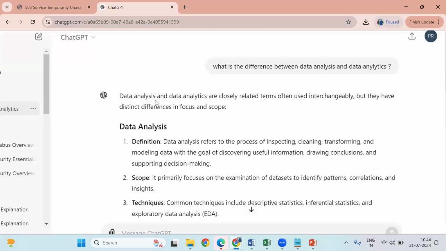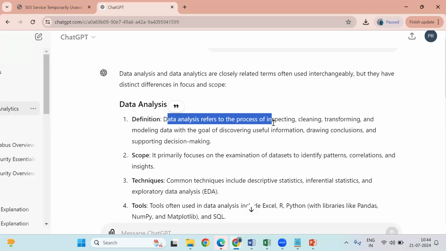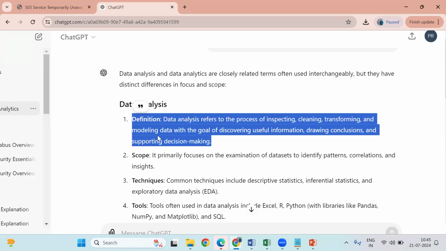So what is data analysis? Data analysis refers to the process of inspecting the data, cleaning the data, transforming the data from one format to another format, and modeling the data, with the goal of discovering useful information. Finally, we understand what we need to draw conclusions from the data, and supporting decision making. So this is generally data analysis.